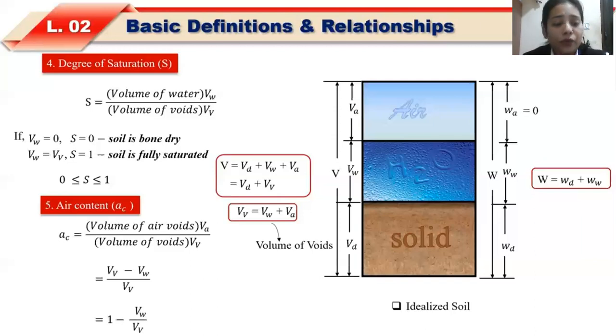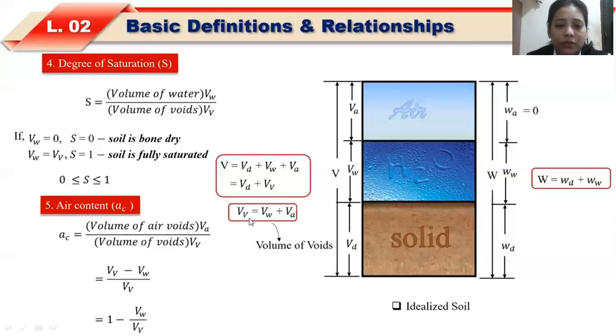Now, the fifth basic property of soil is air content. Here, air content denotes the volume of air to the volume of voids. That means how much volume of air is present with respect to the volume of void. So, the formula will be VA divided by VV.